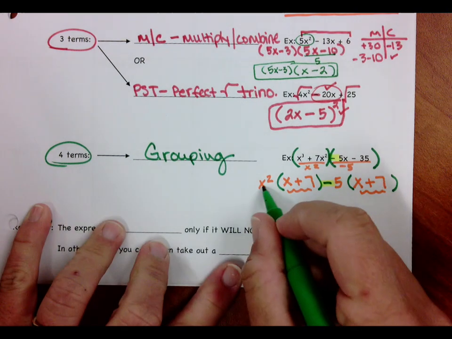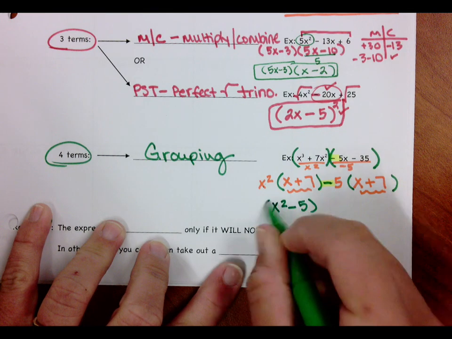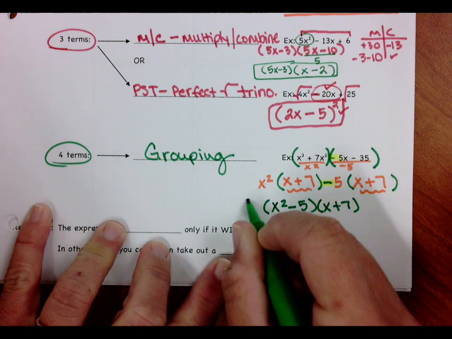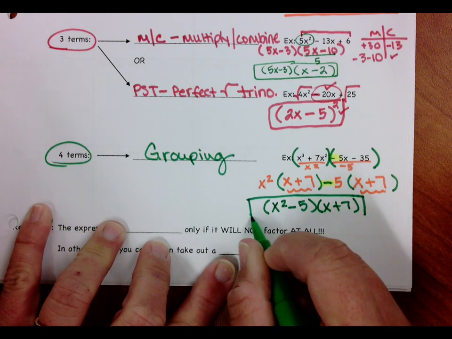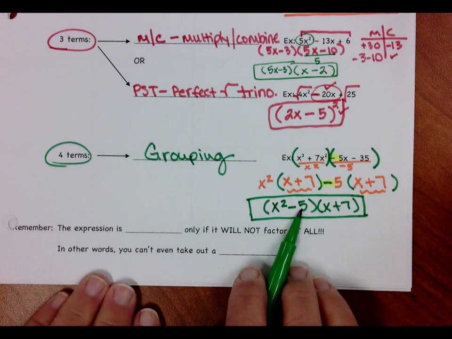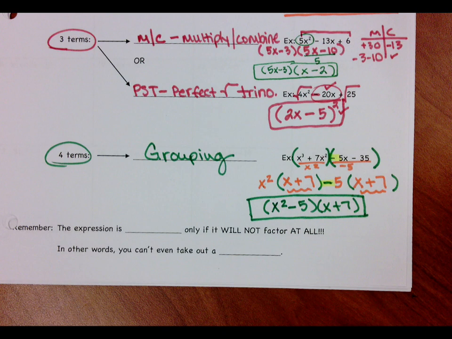We take out our GCFs, what we took out, and then what are matching leftovers. And that is it. If 5 was a perfect square, I could go further, right? And do it one more time and do difference of squares. But 5 is not a perfect square, so I would stop there. Okay? You always look for a GCF first.